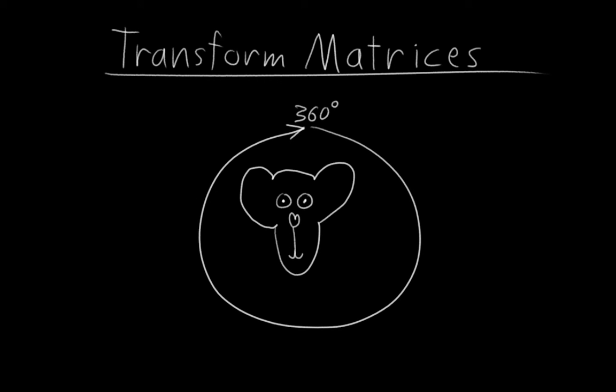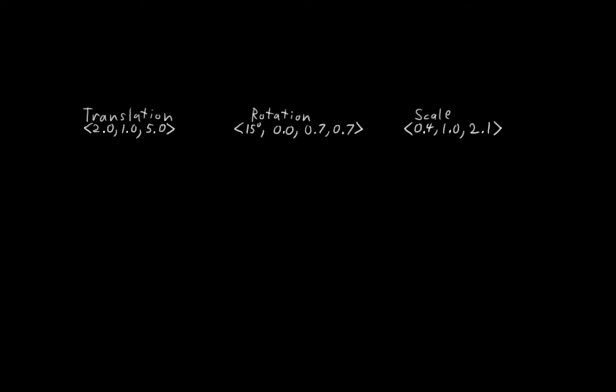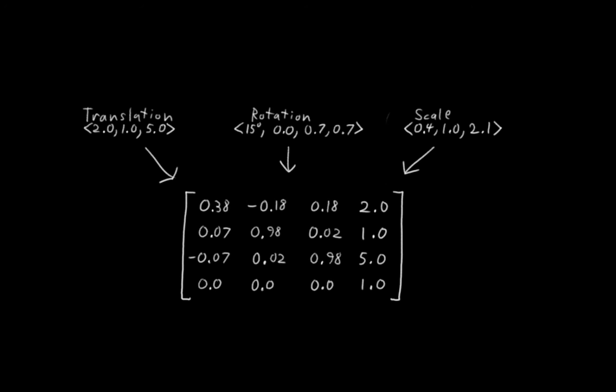I won't go into the math of transform matrices, but you should be aware that Blender uses them internally for representing and manipulating object transformations. When you, as a user, specify the location, rotation, and scale of an object in the N panel, or when those values are generated by animation, Blender actually converts them into a matrix for all of its internal object manipulations.